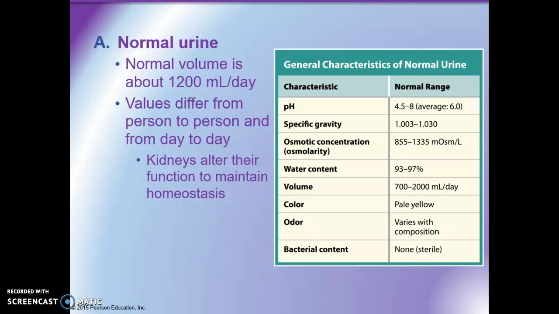Normal urine is about 1,200 milliliters a day, or 1.2 liters. The values differ from person to person and from day to day. Our kidneys alter their function to maintain homeostasis, and you can see the characteristics of normal urine, the normal ranges. pH is 4.5 to 8, average of 6, and other characteristics.